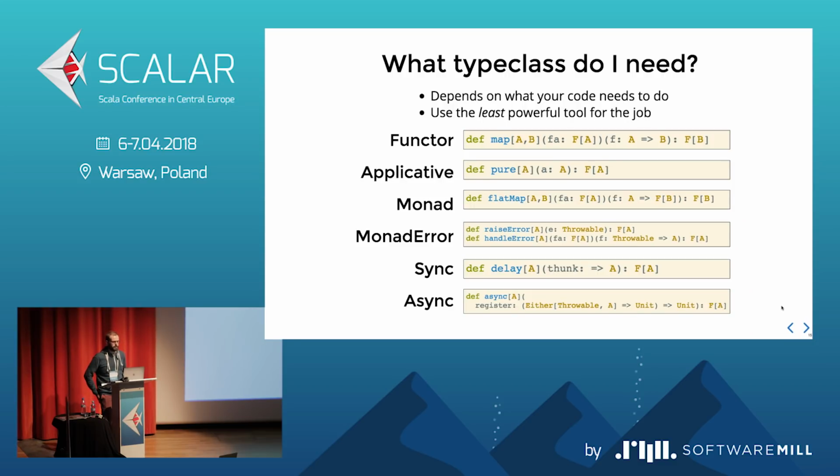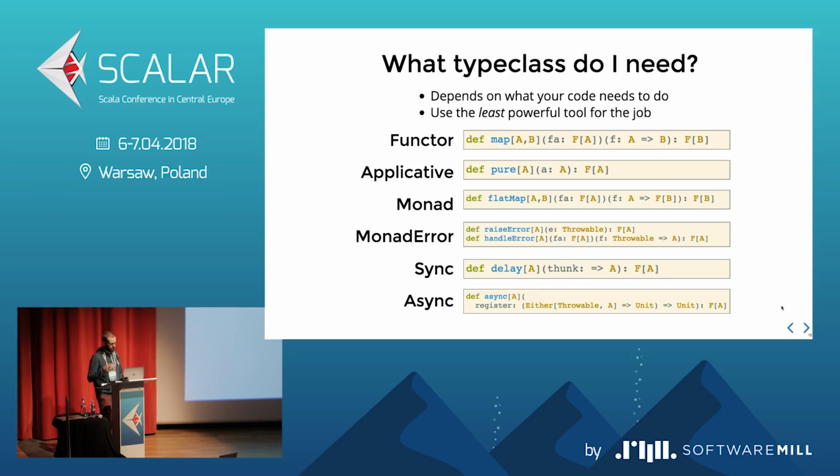So the next question is, what type class do I actually need? There's an awful lot of them out there. And the answer is it depends. It depends on what your code actually needs to do. And in general, the good rule of thumb is to use the least powerful tool for the job. So don't just instantly reach for monad if monad is not actually what you need. Maybe you only need an applicative functor, or maybe you need a monoid. Who knows? It depends on your situation.